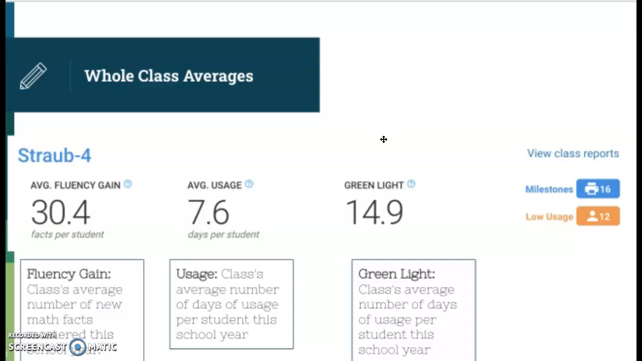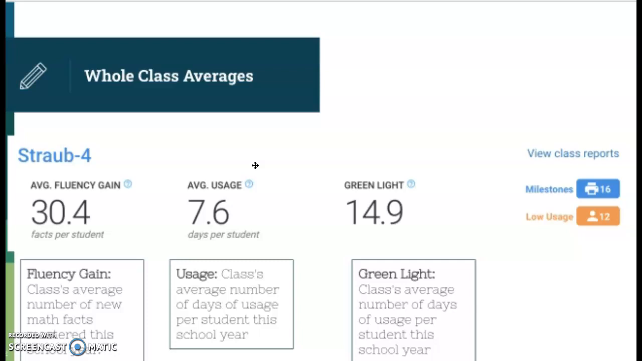Their green light days kind of serve two purposes. One is that once they get a green light, they're able to modify their avatars or spend time doing non-instructional activities, such as going to the store and buying different things. It also shows that a Reflex session is complete, which is what we're really looking for them to do daily. So this is really great to look at and see that for my specific class, my numbers are lower.